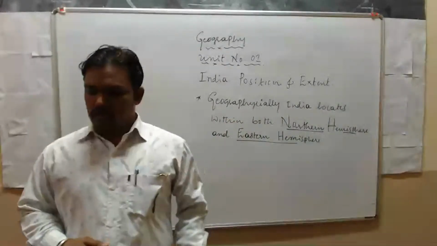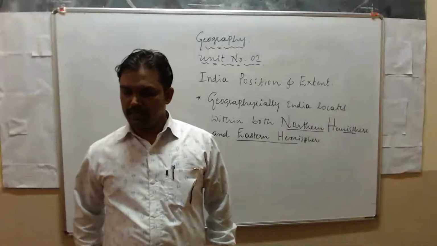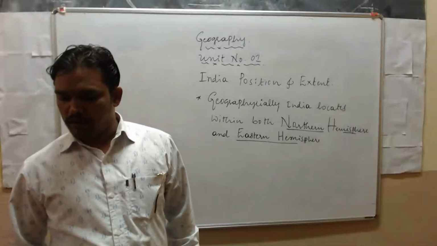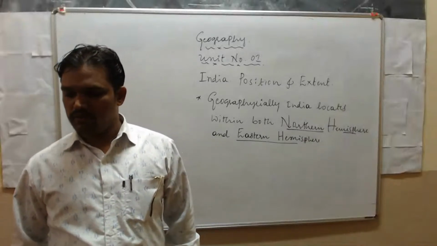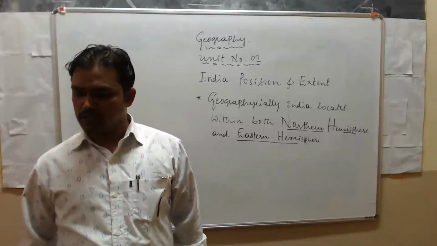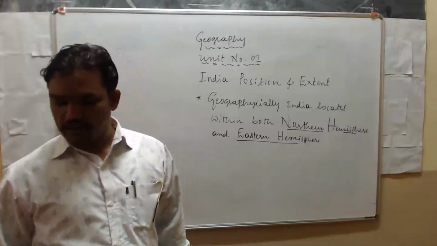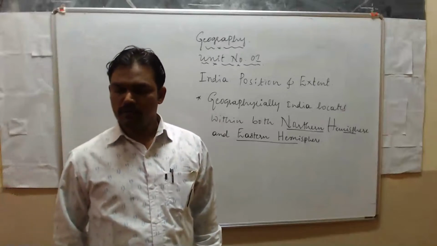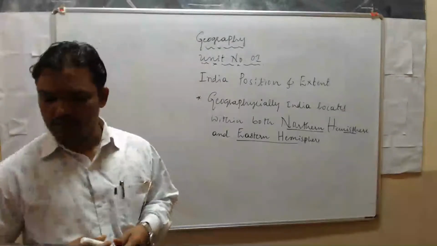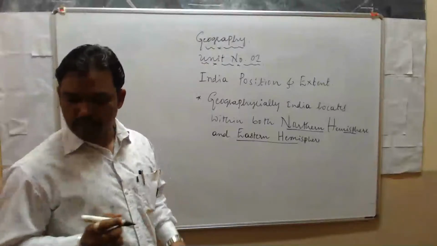Next, the mainland of India extends from 8.4 degrees to 37.6 degrees north latitude, and from 68.7 degrees to 97.25 degrees east longitude.